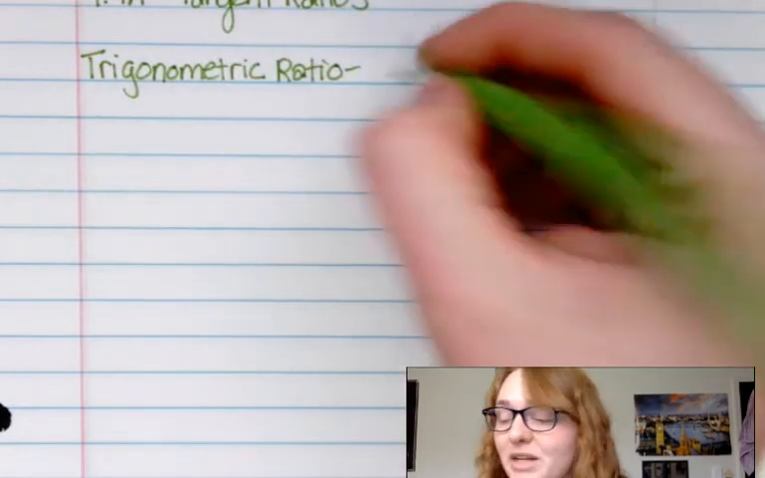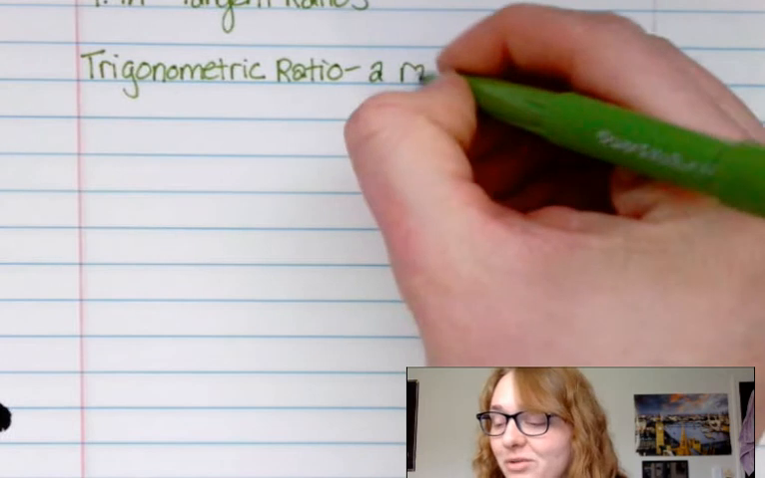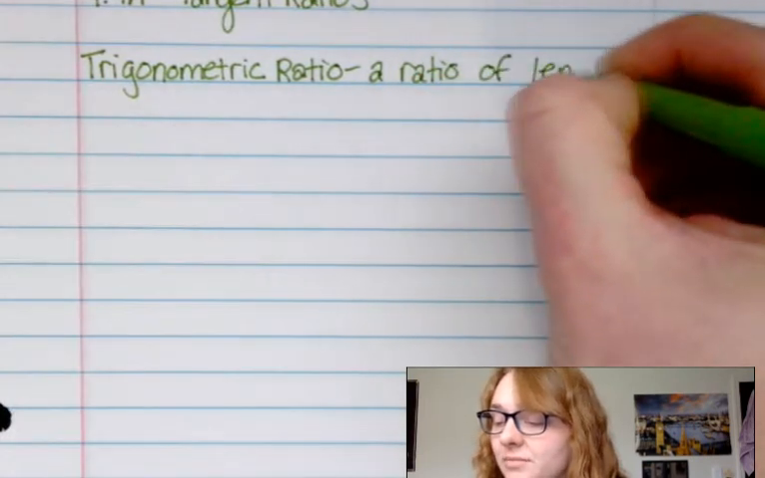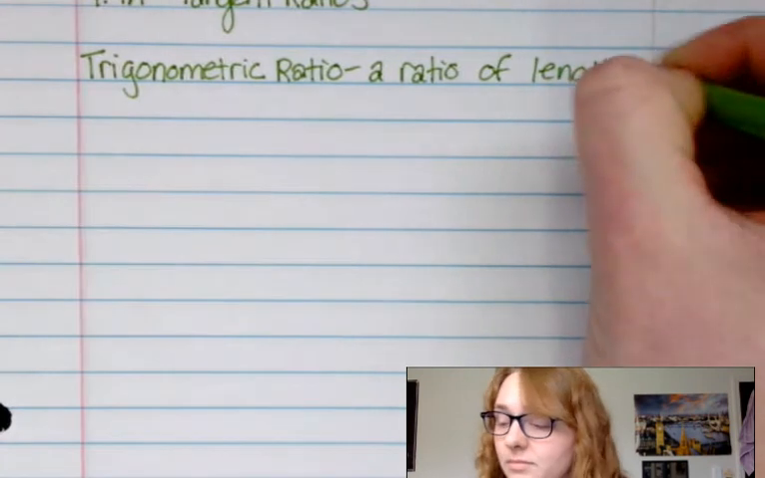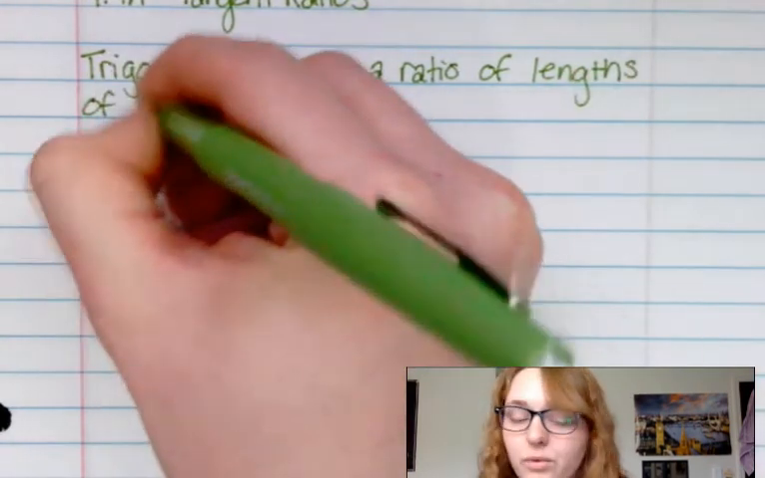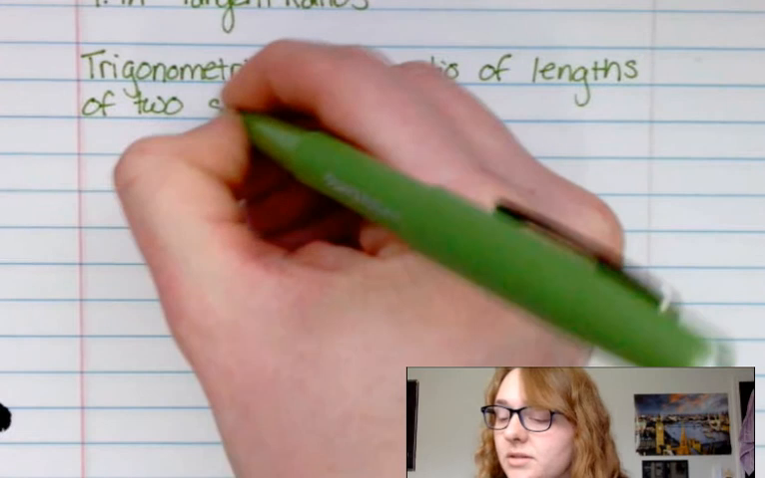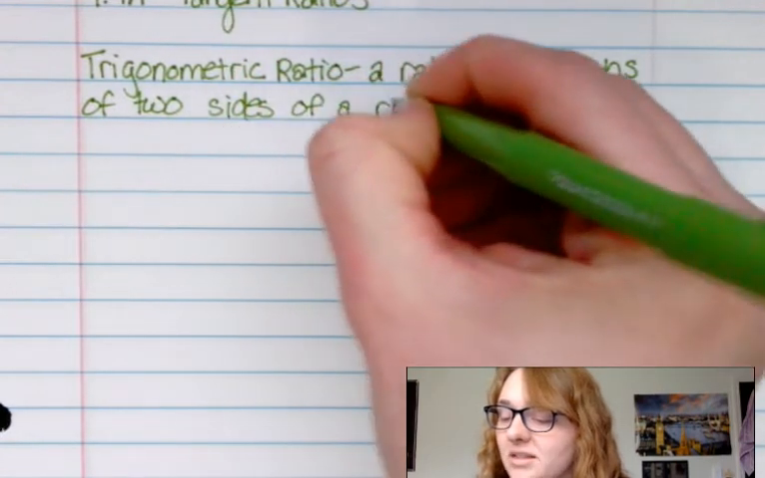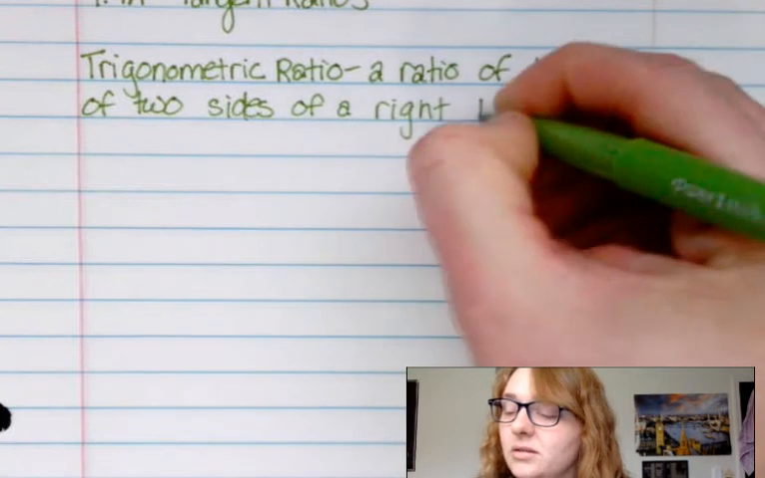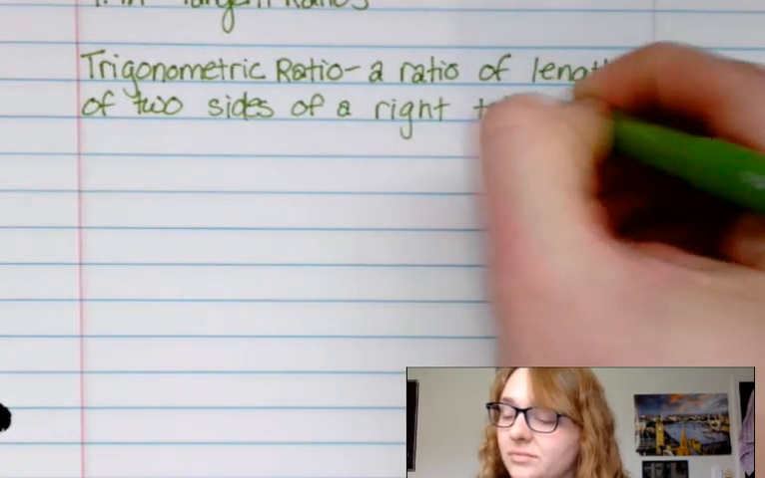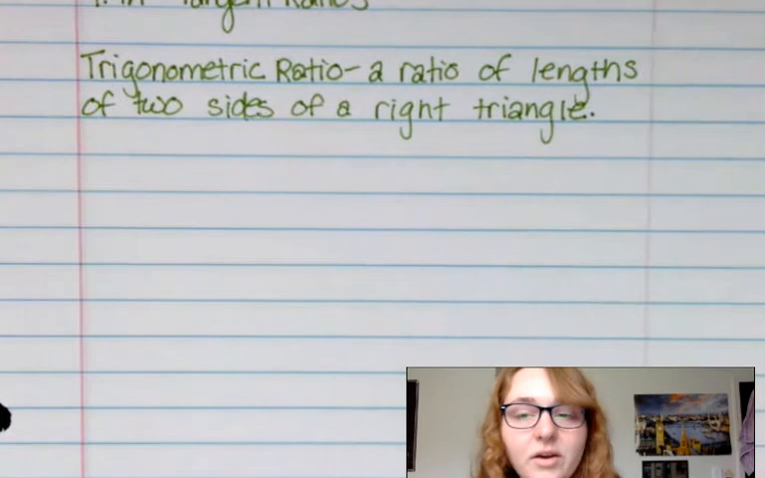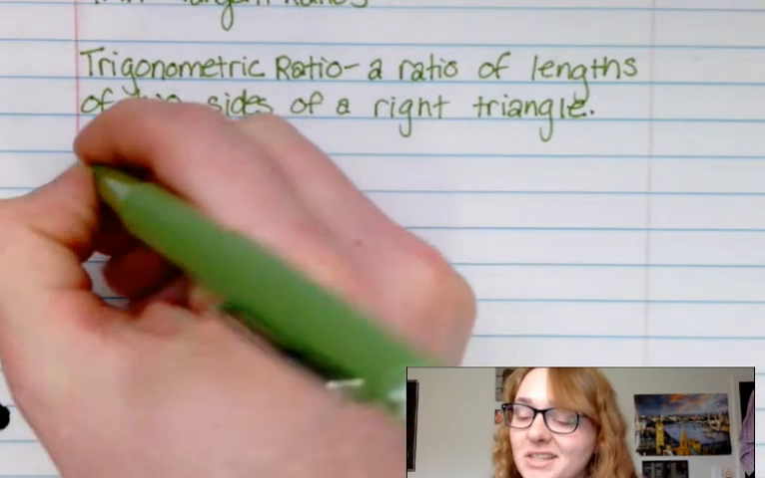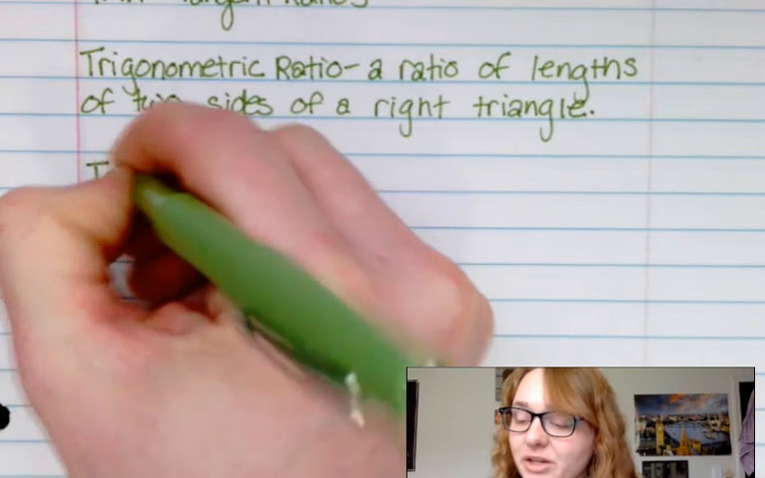Now, a trigonometric ratio is a ratio of lengths of two sides of a right triangle. All right, so these work with right triangles. Specifically today we are talking about tangent ratios.